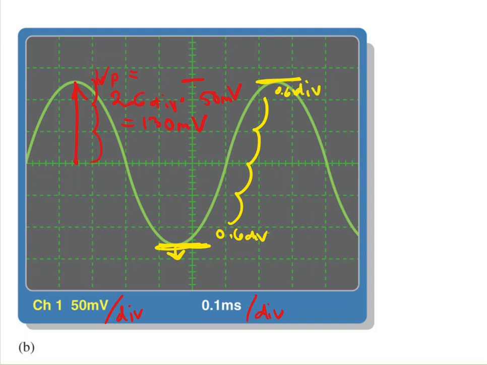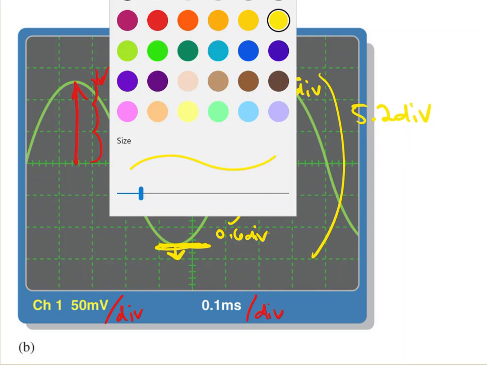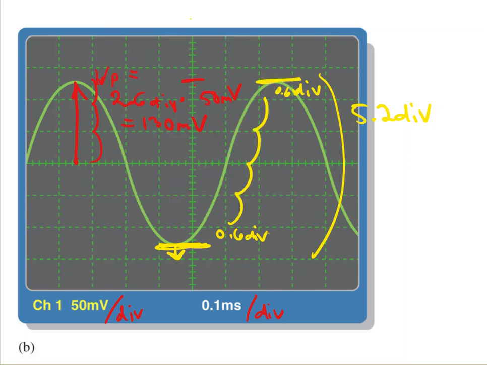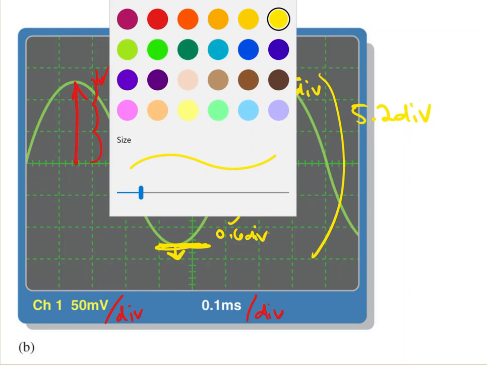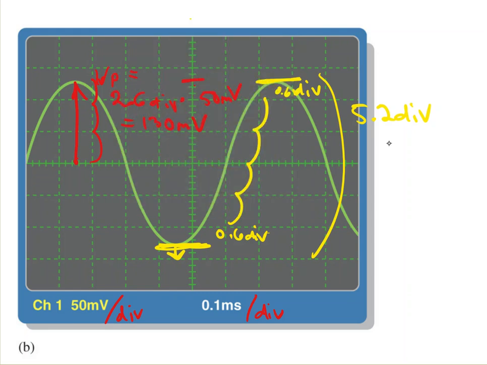So this total is 5.2 divisions. If I want to know what V peak to peak is, it's going to be this 5.2 divisions times 50 millivolts per division, which is equal to 260 millivolts.